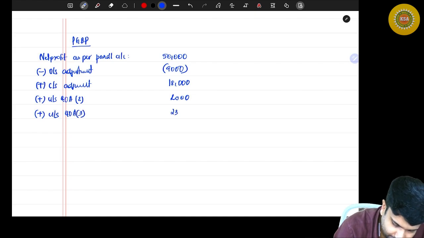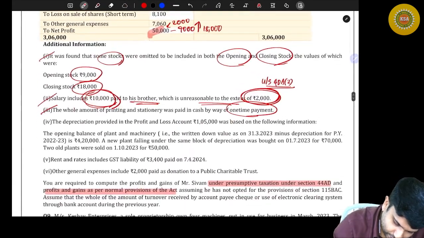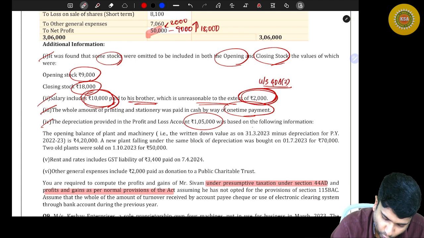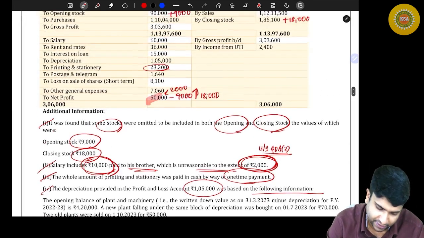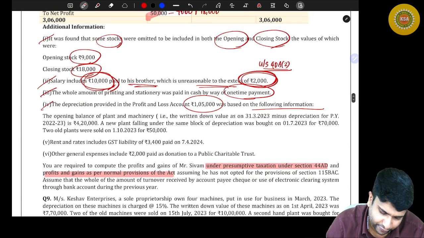So 23,200 you have to add back. Then what's next? Depreciation provided in the P&L account is 1,05,000, based on the following information. So there is depreciation provided in the books of accounts, that is 1,05,000. That is based on the following information.